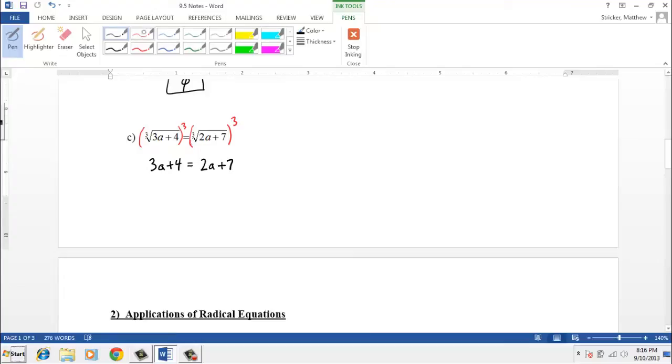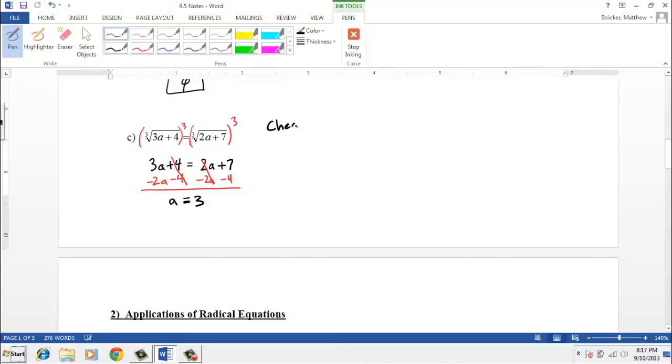And so we've got to solve, get all the a's on the left hand side, subtract 2a, which means the 4 has to go to the other side, so we subtract 4. And that leaves us with 3a minus 2a is a, and 7 minus 4 is 3. So we get an answer of a equals 3.